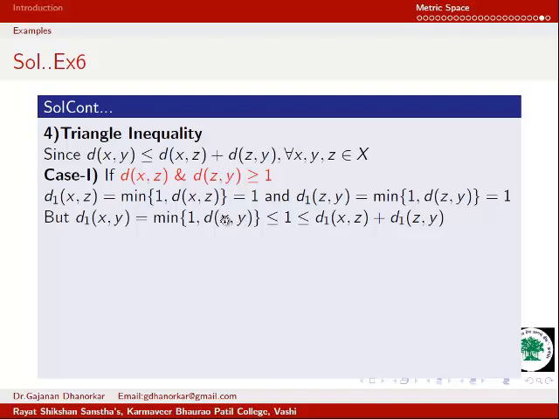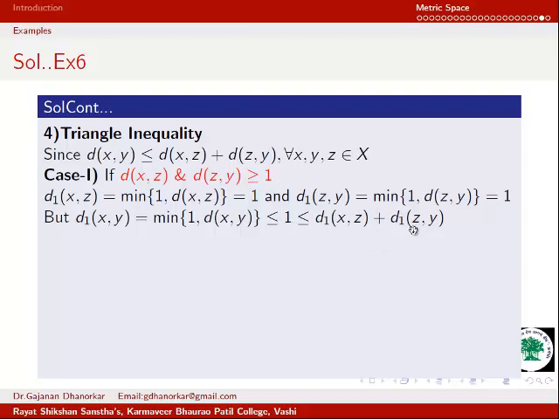This is not a minimum number, this is surely a number greater than 1, because this condition holds and we have given this is greater than or equal to 1. Both terms are greater than 1. Therefore this is greater than 1, that's why we are taking the minimum 1. Now this number is 1, and this 1 is surely less than or equal to d1 of xz plus d1 of zy, because we have taken d of xz and d of zy greater than 1. And this is 1 plus this is 1, this is 2.